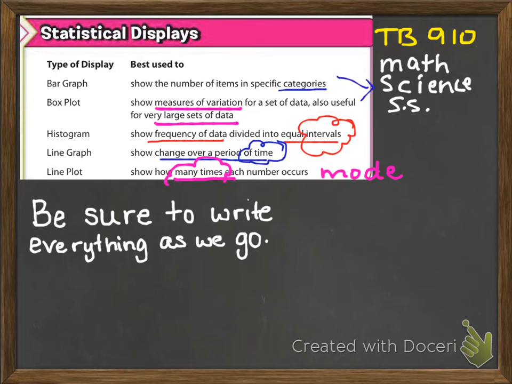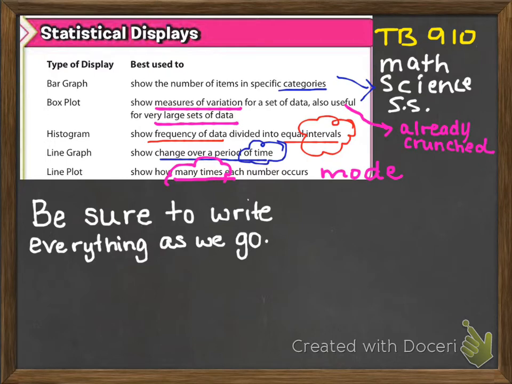Then we have the box plot. The box plot, you have to remember, is information that's already been crunched, basically. You know how accountants talk about crunching the numbers. Well, these numbers have already been crunched, and it shows the measures of variation, also useful for very large sets of data. So if you don't want to list every single data point, then you can show a box plot. So already crunched.